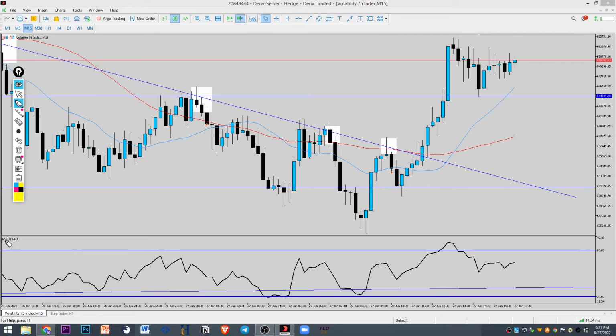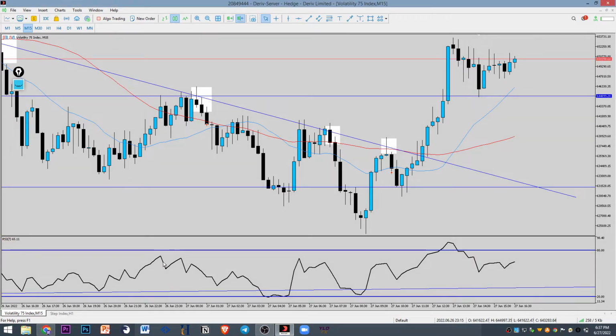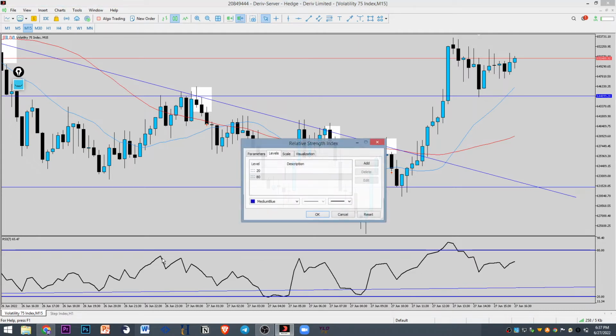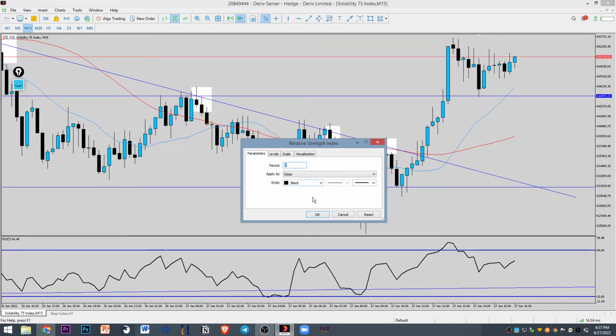I'm also using the RSI. If you want to use the RSI, you can take this into consideration. Let me just show you the settings that I'm using on my RSI. You can see I'm using the 20 and the 8, and my period is 17. So these are custom settings. If you can add the settings, please do that.